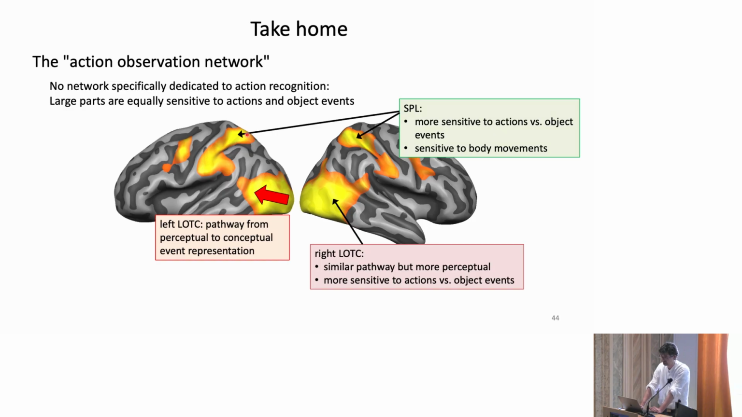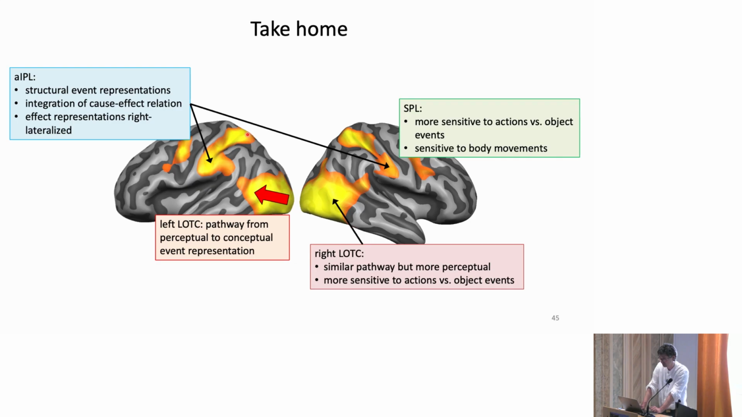Also, the SPL is more sensitive to actions than to object events, and in particular to body movements. However, body movements are perceptually more complex than object movements, so it might actually be that the SPL is sensitive to complex motion patterns in general. So this is still an open question that remains to be tested. The AIPL, we propose, encodes structural event representations that capture the specific temporal-spatial relations of the elements that are important for action recognition. And it seems particularly sensitive to a more integrated representation of cause-effect relation.